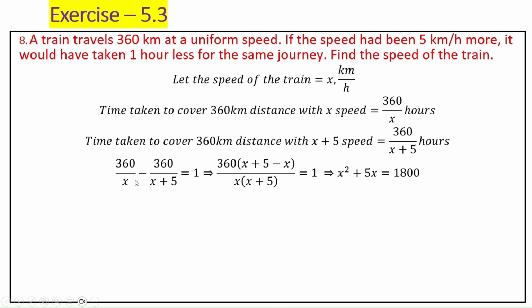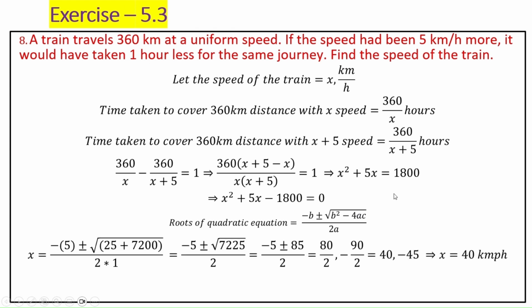Okay, the difference of these two is 1 hour. So 360/x minus 360/(x+5) equals 1. Simplifying, the equation you get is x² + 5x = 1800, or x² + 5x - 1800 = 0. Apply the same quadratic formula, and the values you will get are 40 and -45. Speed cannot be negative, so x is equal to 40 kilometers per hour.